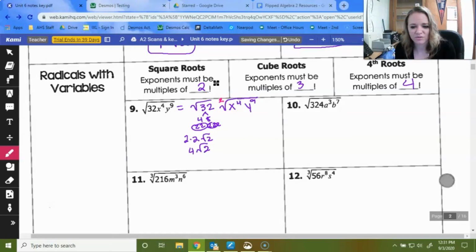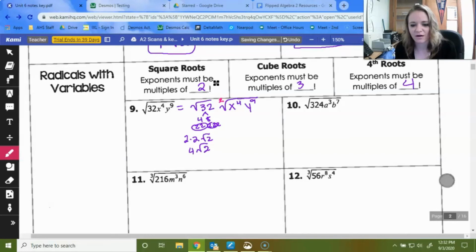We took out a pair of 2's, and we took out a pair of 2's, and put them out front. We're doing the same thing here. We're taking out a pair of 2's out of x to the 4th. So this is really nice. If it goes in evenly, 2 goes into 4 evenly, we are good.